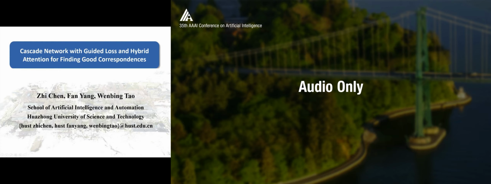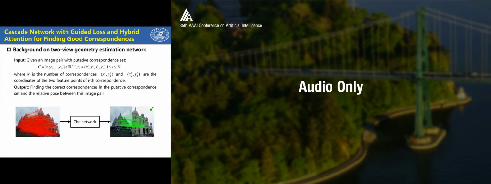Today we are talking about our paper, Cascade Network with Guided Rules and Hybrid Attention for Finding Good Correspondences. Two-view geometry estimation, which means establishing reliable correspondences and estimating relative pose between an image pair, is a fundamental component of many tasks in computer vision.